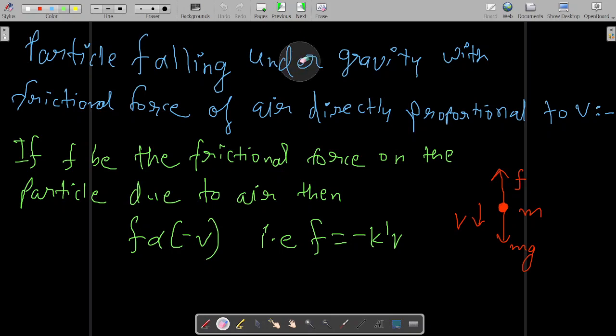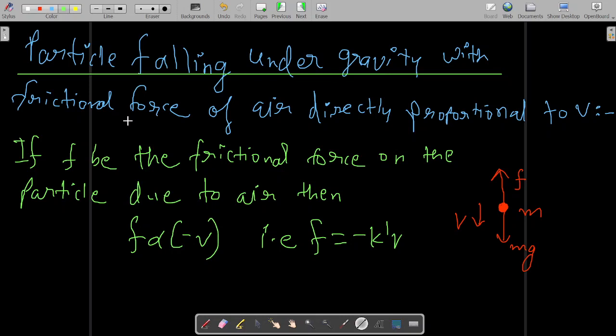So, a particle falling under gravity with frictional force of air directly proportional to V. We will learn about the mathematical formulations. Today I have made you visualize the situation. Tomorrow I will explain the mathematical part of it. Okay, so thank you very much.